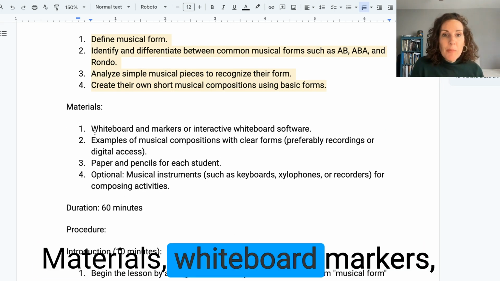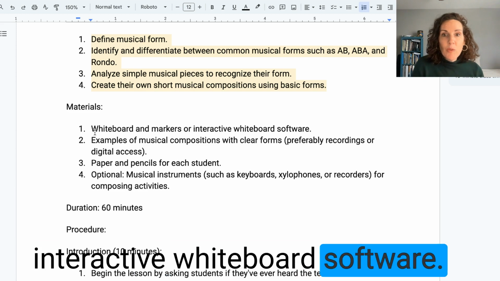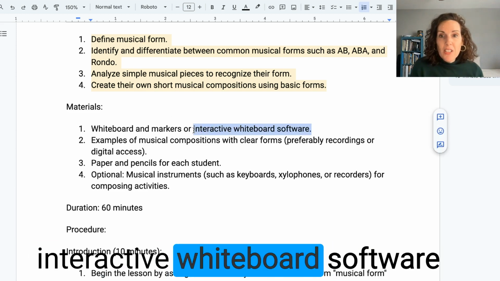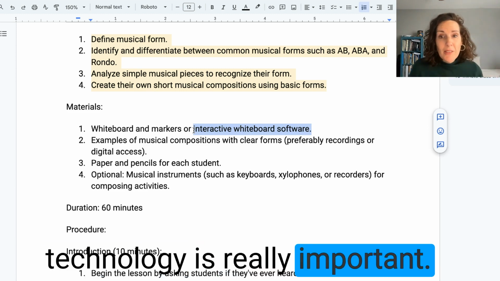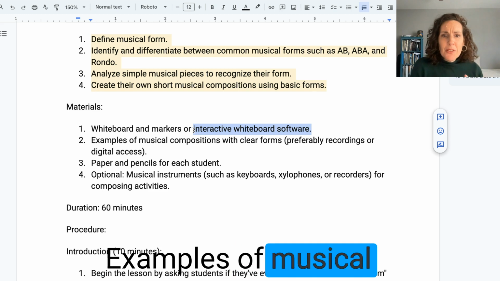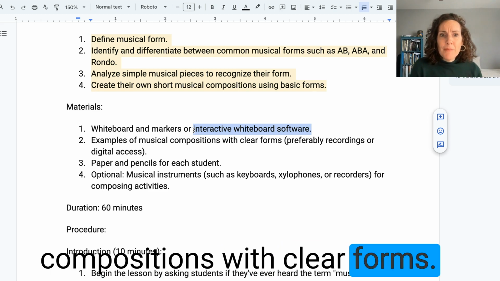Okay, materials: whiteboard, markers, interactive whiteboard software. I love that we have this interactive whiteboard software. Technology is really important. You have to be integrating technology as much as possible. Examples of musical composition with clear forms.